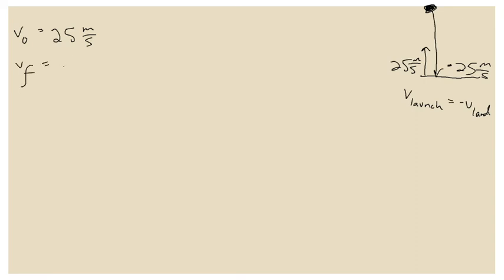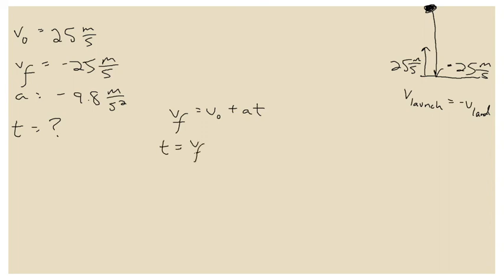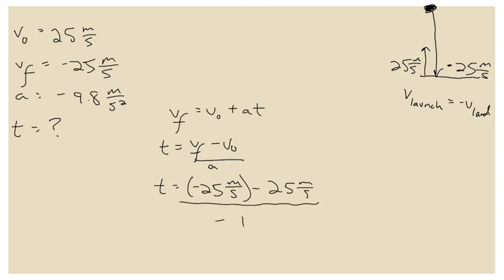And so if we call the initial velocity 25 and the final velocity negative 25, hopefully we'll be able to see what's going on here quickly. Of course, the acceleration is negative 9.8 meters per second squared. And so we have v final equals v initial plus at. And when we solve that for t, we get v final minus v initial over a. Look familiar? And that gives us v final, negative 25 meters per second, minus v initial, 25 meters per second, over the acceleration, which is negative 9.8 meters per second squared.